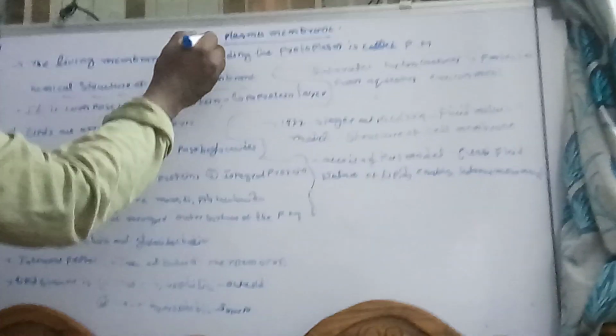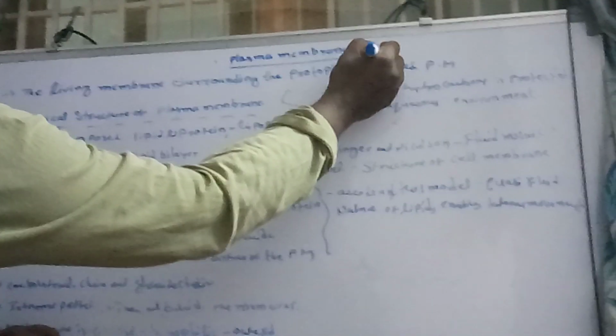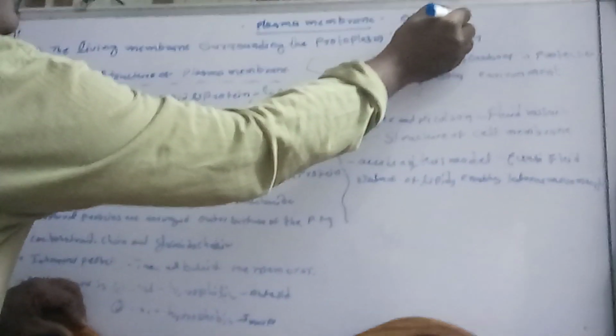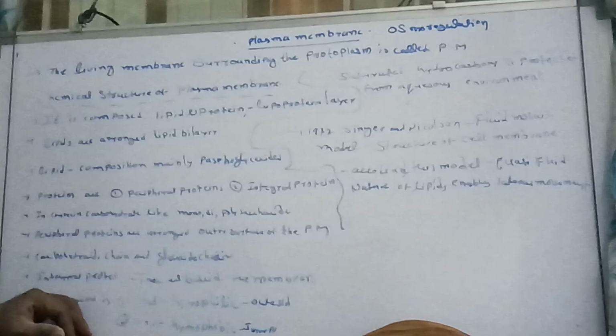Today's topic is the plasma membrane. The plasma membrane plays a very important role. Its main function is osmoregulation. Osmoregulation means osmosis.